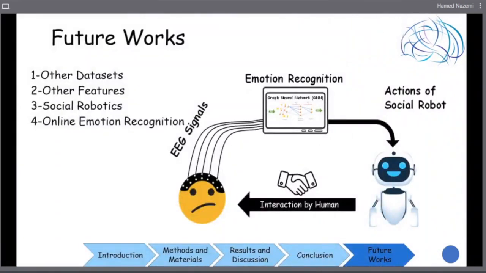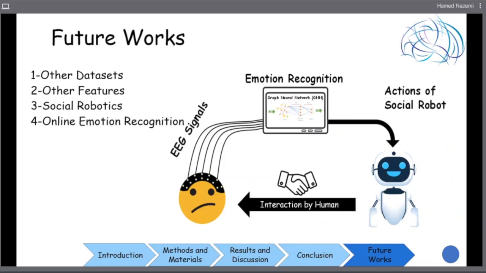For future work, we have four main plans. First of all, to find out if GNN is suitable for emotion recognition, we have plans to perform this network on other and bigger datasets, such as SEED. And also, we want to investigate accuracy dependency on feature selection. We want to use other types of features such as frequency domain and time-frequency domain for emotion recognition. Based on our knowledge, for online emotion recognition with EEG signals, we should use time-frequency domain features.